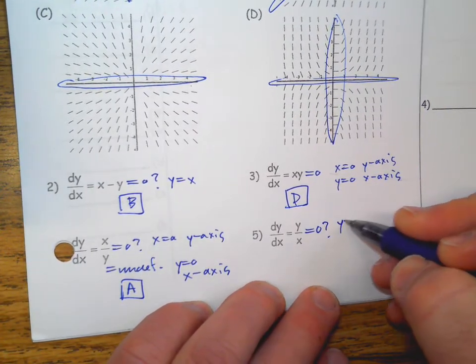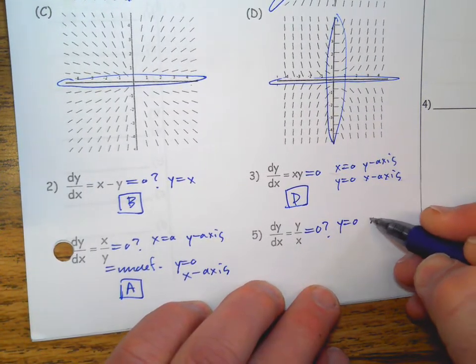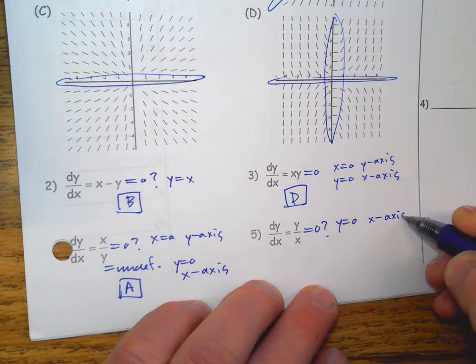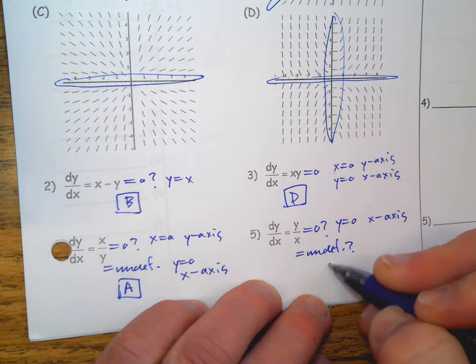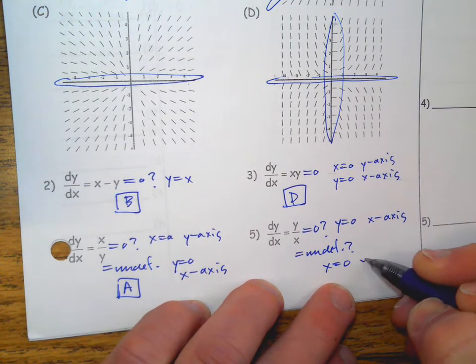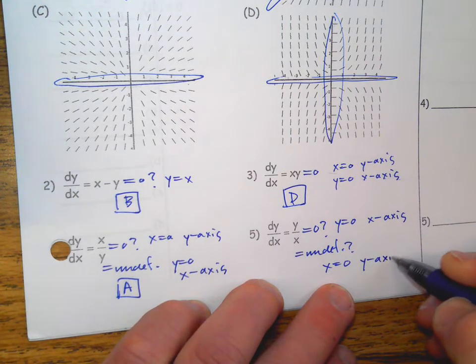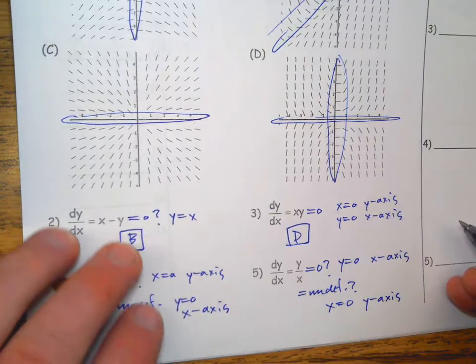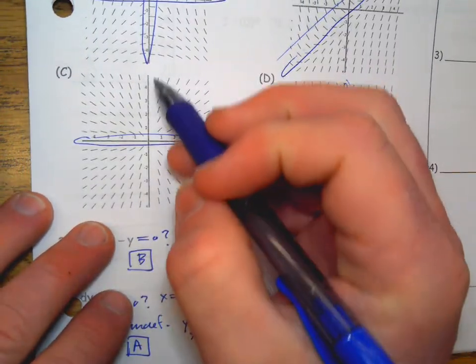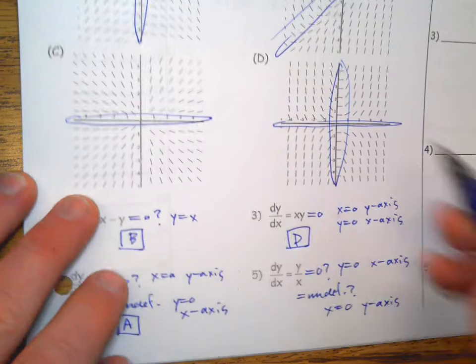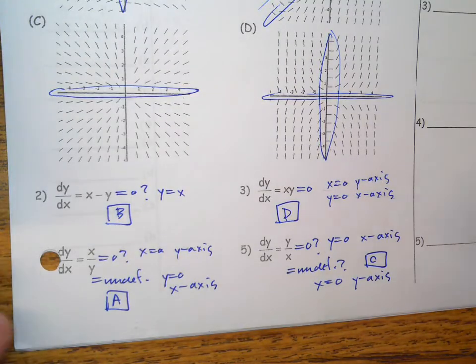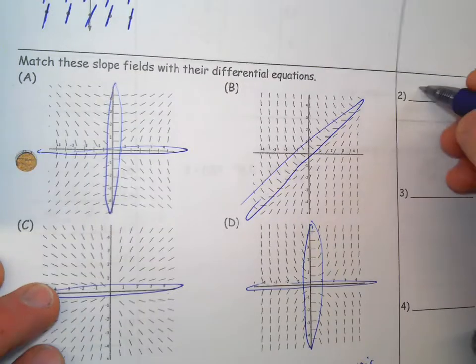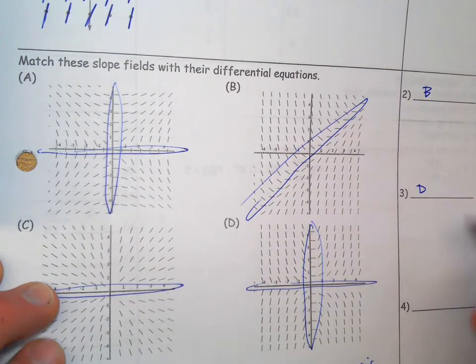So this is going to be when y equals 0, which is the x-axis. So 0 slopes along the x-axis. And it's going to be undefined when x equals 0, which is the y-axis. So vertical along the y-axis and flat along the x. So that's going to be C. So I think that's the quick way of doing it. Just narrow it down.